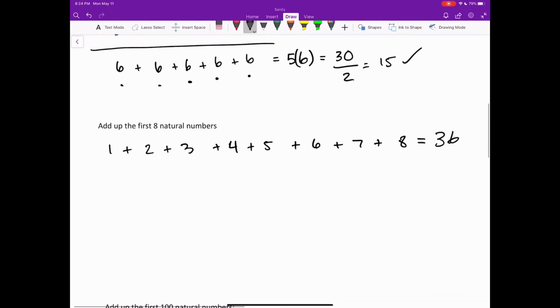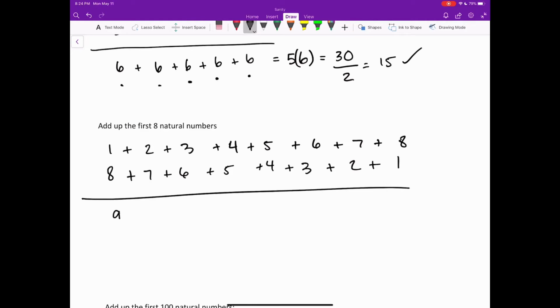Let's do the same thing one more time. So 8 plus 7. I'm just going to rewrite all of this backwards and then add them up vertically. 8 plus 7 plus 6 plus 5 plus 4 plus 3, 2 plus 1. If I add up all of these vertically, you're going to get 9 plus 9. You're going to get a whole bunch of 9s added together.